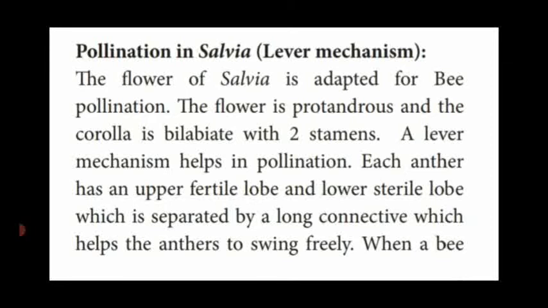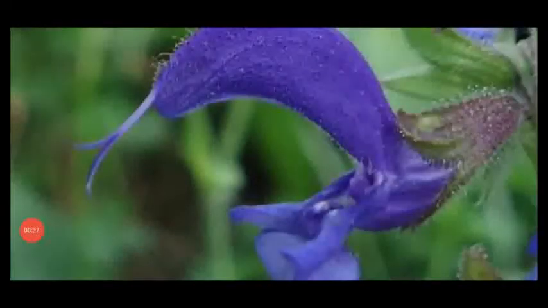At the same time, they are freely swinging in the air. So the Salvia plant has two stamens, each stamen has two lobes. The upper anther is the fertile lobe and the lower one is sterile. Both of them are connected by a long connective tissue so that the anthers swing freely in the air. Dear students, see the Salvia flower. This is said to be a bilabiate flower.